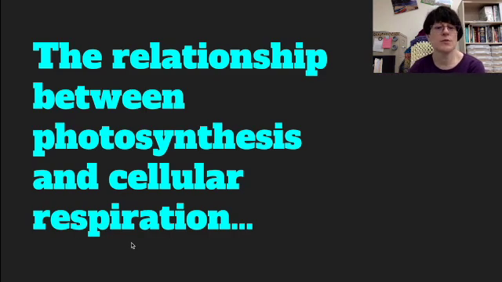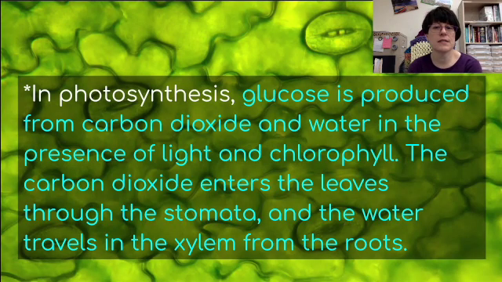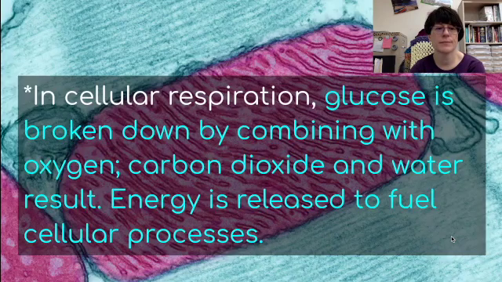So the relationship between photosynthesis and cellular respiration is, in photosynthesis, glucose is produced from carbon dioxide and water in the presence of light and chlorophyll. The carbon dioxide enters the leaves through the stomata, those openings on the underside of a leaf that have guard cells that open and close it, and the water travels in the xylem from the roots. So it gets carbon dioxide from the stomata, it gets water from the roots.